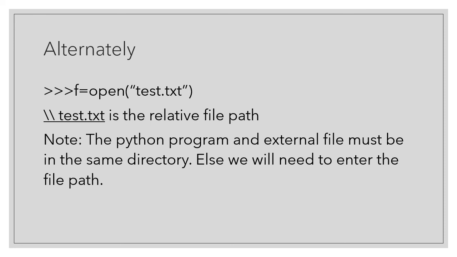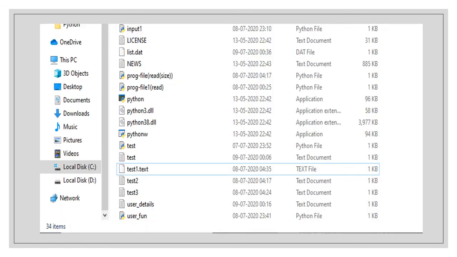So that is the same directory, the Python program and the external file. The external file, test.txt, must be in the same directory, else we will need to enter the file path. Otherwise we have to enter the complete path, where the folders are, the Python 32 folders and so on, those kinds of full paths should be entered in the program.